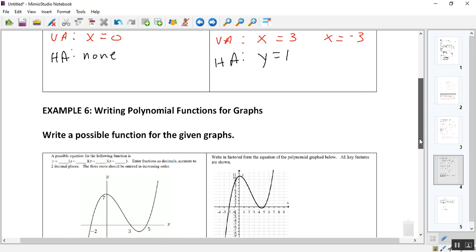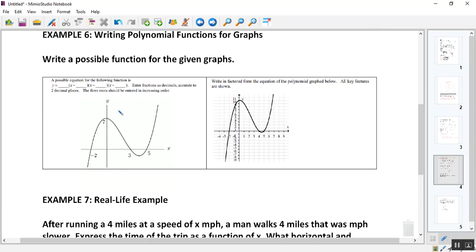So let's move on. It says write a possible function for the given graphs. First of all, what degree does this appear to be? 3. The easiest way to do this is as follows. Look at your x-intercepts. What are your x-intercepts? Negative 2, 3.